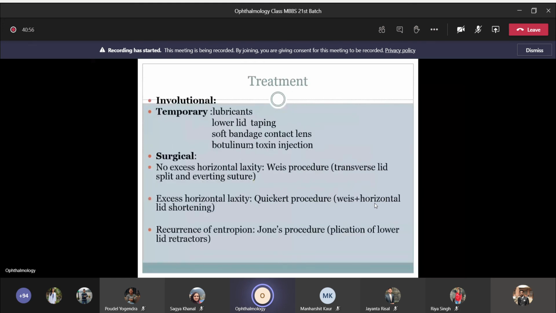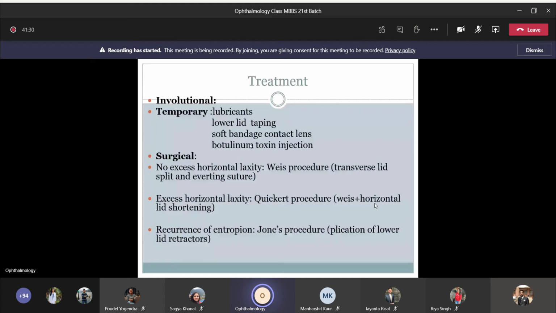And treatment for involutional entropion, temporary or medical treatment, includes lubricating drops, lower eyelid taping, soft bandage contact lens to protect the cornea, and botulinum toxin injection. And surgical treatment includes, if there is no excess horizontal laxity, then which procedure is done. If there is excess horizontal laxity, Quickert's procedure is done. And in case of recurrent type of entropion, Jones procedure is the treatment of choice.